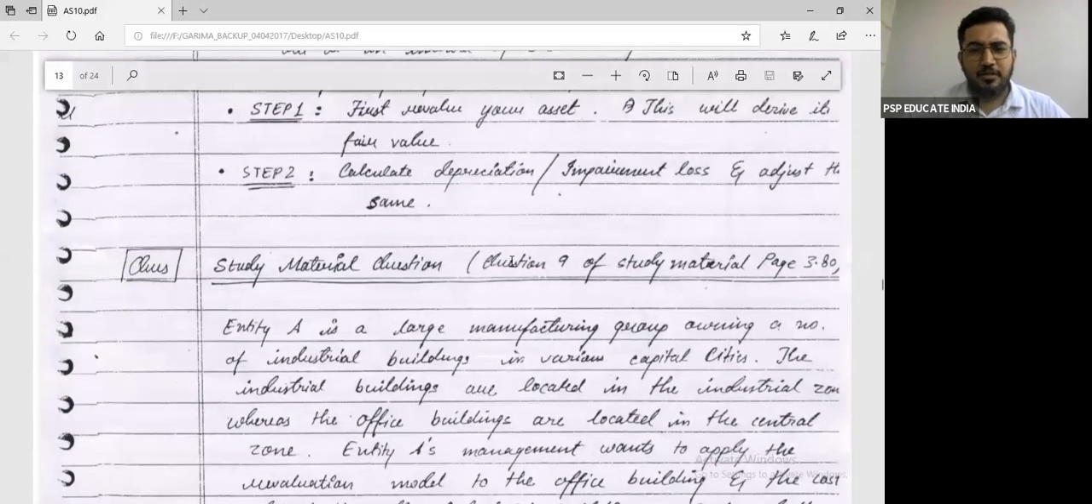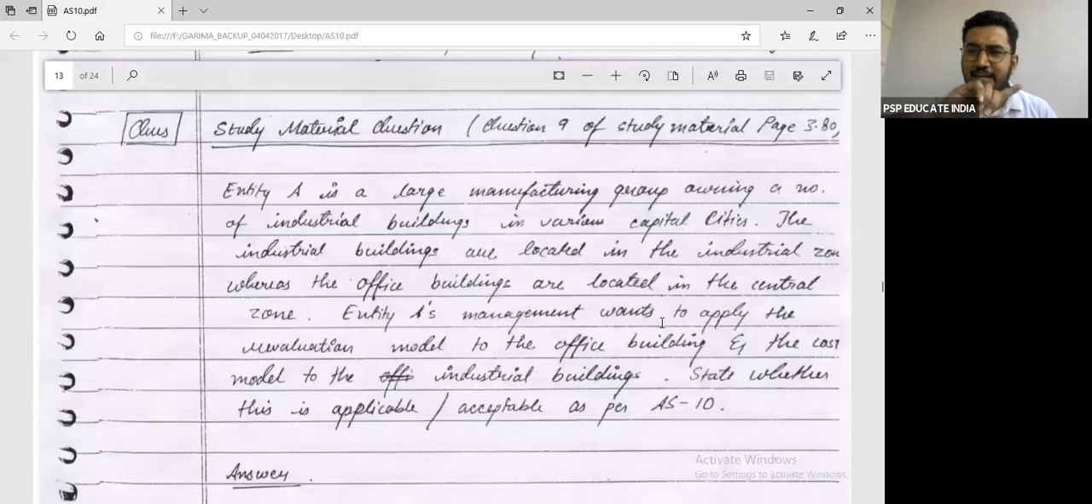Come to the next one. Question number 9 of your study material, page number 3.80, which is your study material question. Entity A is a large manufacturing group owning a number of industrial buildings at various capital cities. Pay attention, you will give me the answer. It says entity A is a large manufacturing group which owns a number of industrial buildings. What type of buildings? Industrial buildings. These industrial buildings are located in the industrial zone, whereas the office buildings are located at the central zone.